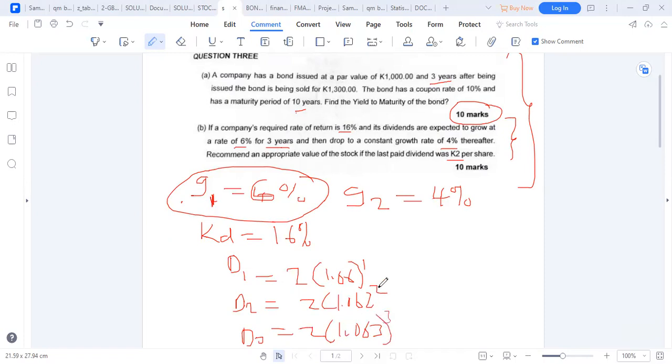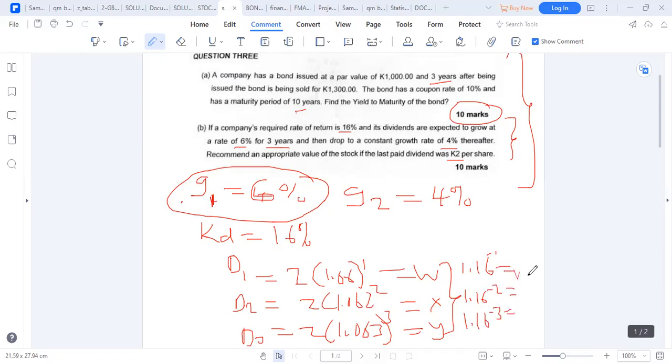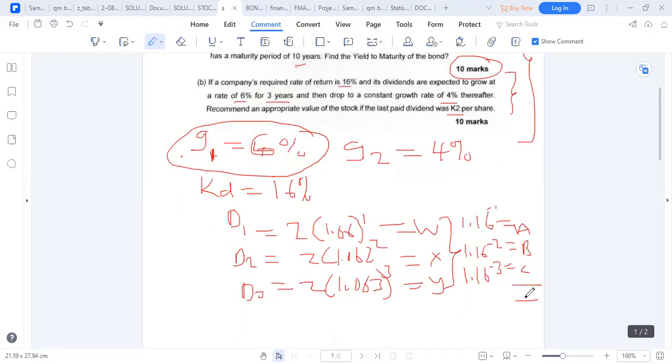Then what do we do to these figures when we get the values here? W, X, Y, what do we do with them? We discount them, using the market rate: 1.16 to the power negative 1, 1.16 to the power negative 2, and 1.16 to the power negative 3. So the values A, B, C, when we add them, that would be the value of stock for phase 1. Is that clear?